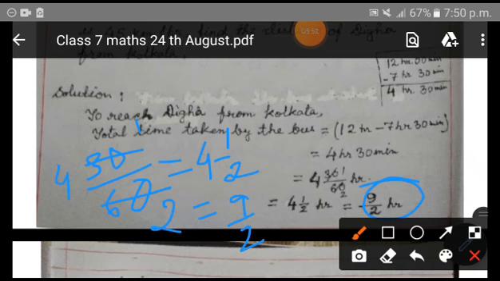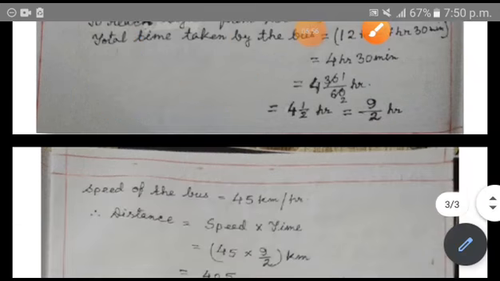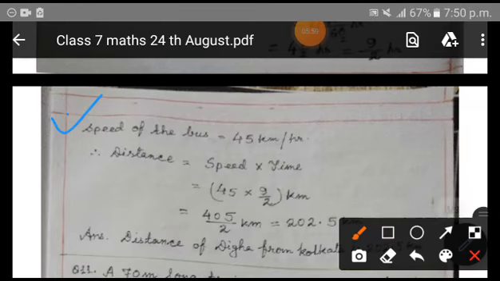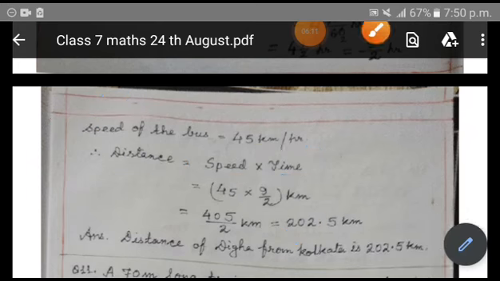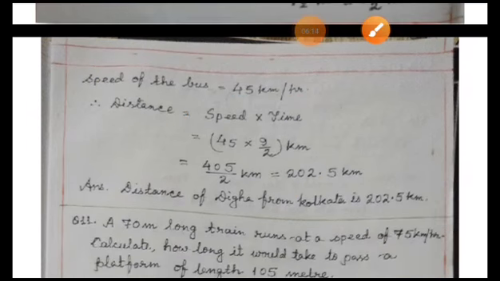So this is the time taken by the bus in travelling. Now the speed of the bus is given, which is 45 km per hour. So how is the distance calculated? You know that distance equals speed into time. After putting the values and further calculation, we have obtained 202.5 km. So this is the distance of Digha from Kolkata.